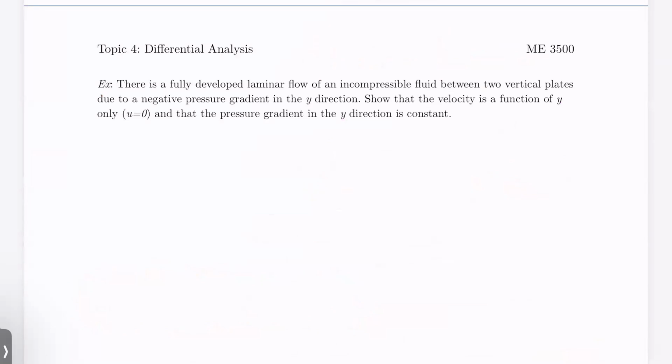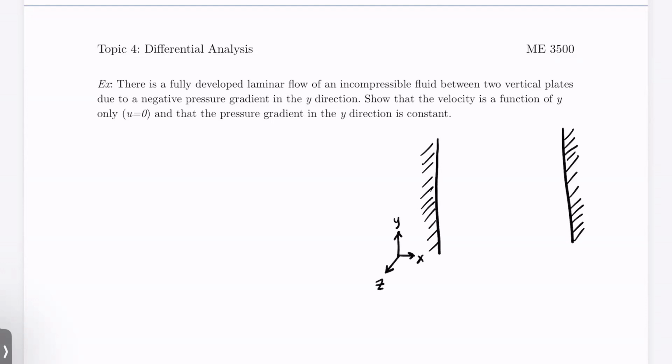All right, so we have a fully developed laminar flow of an incompressible fluid between two vertical plates. So I'm going to start drawing this. I've got two vertically oriented plates, like so. And I'm going to give this a coordinate system as well. So this is going to be y, this will be x, and then into and out of the page will be z.